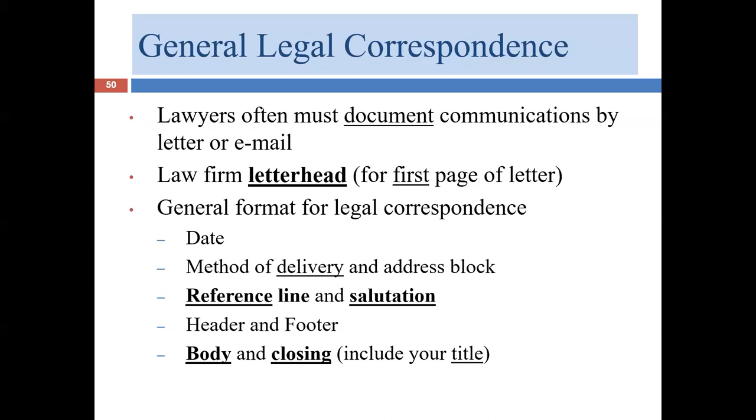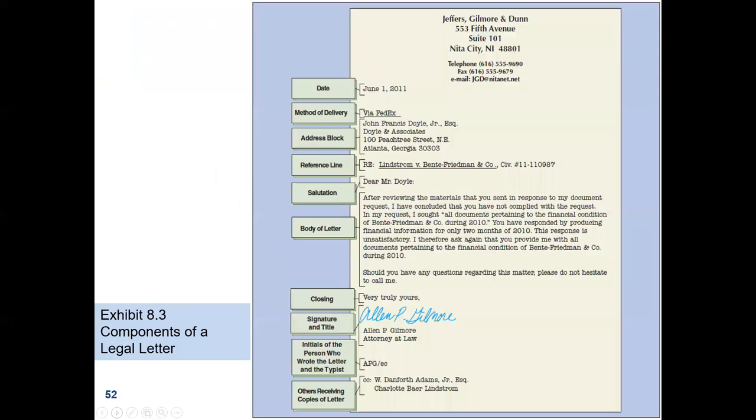So we're going to go through those things kind of in detail. And these are the highlights. We're going to talk about where you put the date and how you format the date, how you describe the method of delivery and the address block. Another name for the address block is the inside address. We're going to talk about the reference line, oftentimes called the re line or the subject line, and also the salutation or the greeting. We'll talk about the body of the letter and also the closing, which is sometimes called the valediction. So let's look at an example of a legal letter.